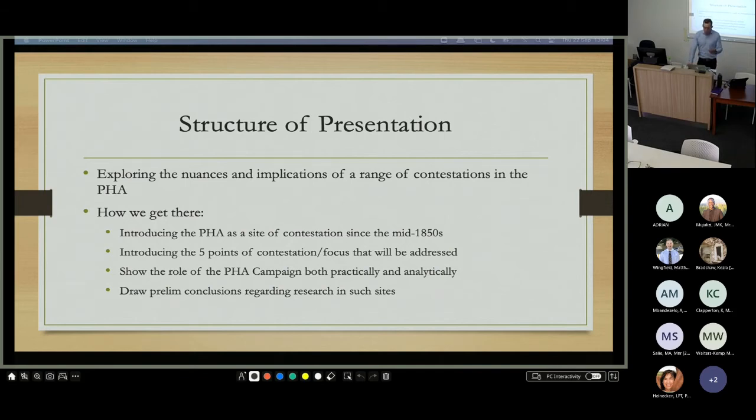So how will we get there, this path of the seminar today? I'm going to give you an introduction to the PHA, the site of contestation since the mid-1850s and probably before. I'll introduce 5 points of contestation that I think are important to understand the PHA and the space, but I think these points of contestation are also very transferable to different parts of Cape Town. I will also show you the role of the PHA campaign, and I'll introduce what the PHA campaign is, both practically and analytically or empirically, and then I'll draw some preliminary conclusions regarding research and such sites. I have different conclusions from my PhD research around environmental activism. This will be some sort of a different conclusion.